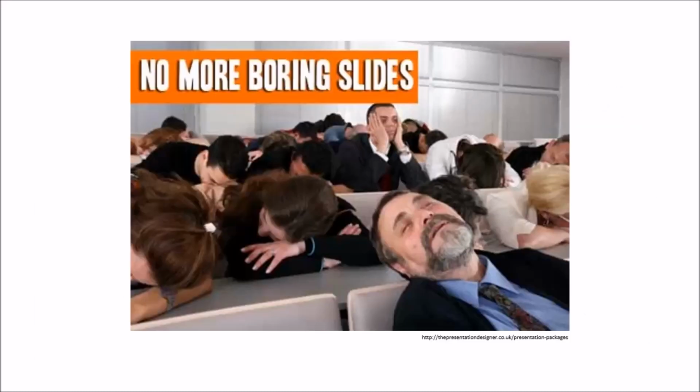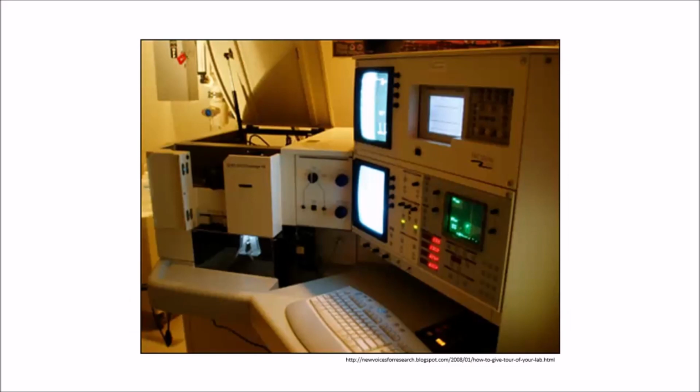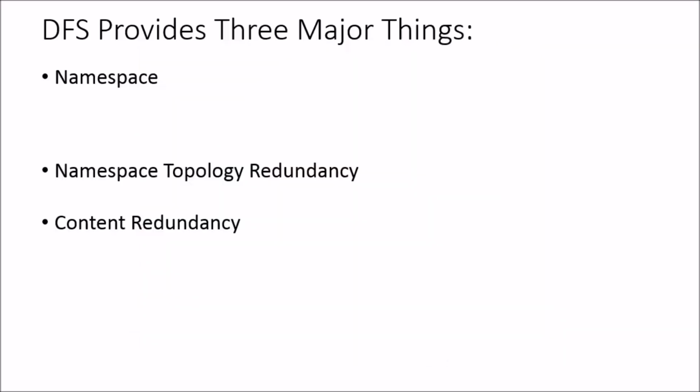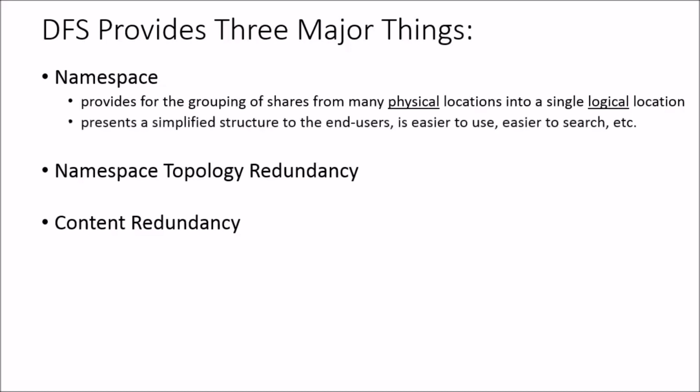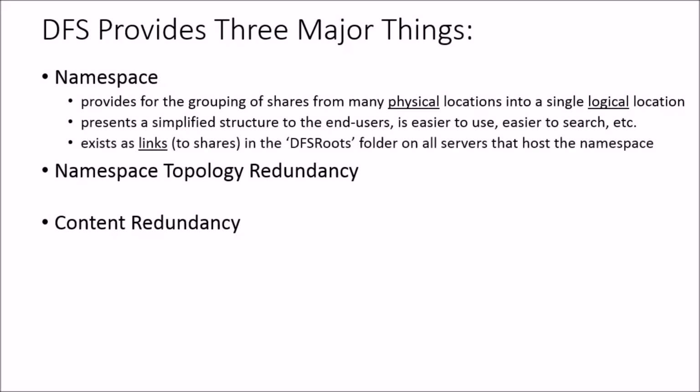We've got just about half a dozen slides to get through, and then we'll be doing the rest in the virtual lab. DFS provides three major things: namespace, namespace topology redundancy, and content redundancy. Namespace provides for the grouping of shares from many physical locations into a single logical location. It presents a simplified structure to the end users, is easier to use, easier to search, etc. And it actually exists as links to shares in the DFS roots folder on all servers that host the namespace.